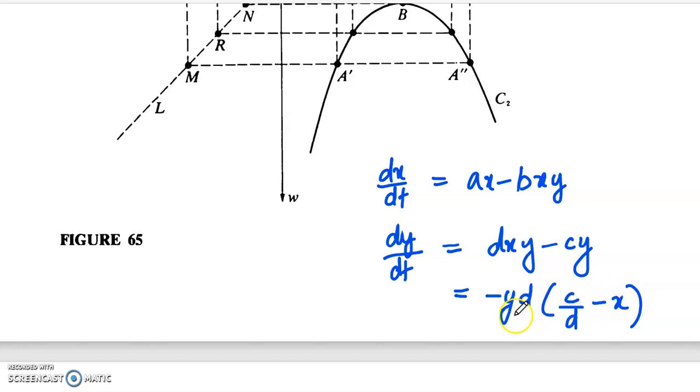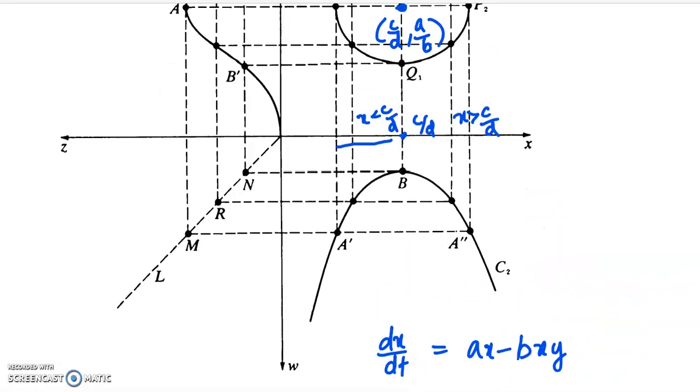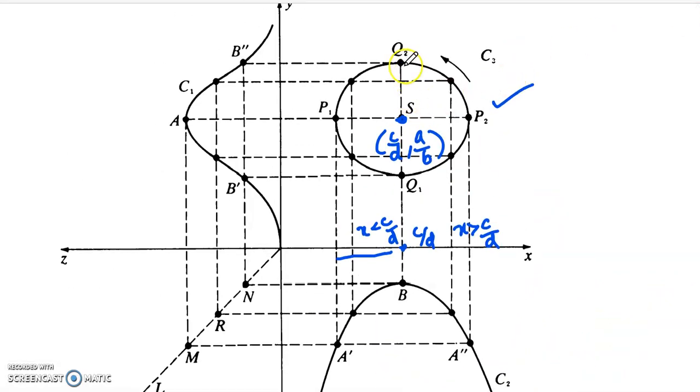So this is positive. Since y is the number of boxes, we know that y is also positive. So dy by dt is going to be negative. Since the derivative is negative, the curve will be traced in this direction. So it will be going down. When x is less than c by d, it will be going down. So it will be traced in the direction q to p1, q1.